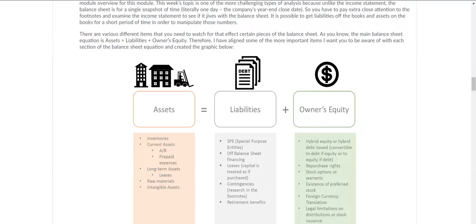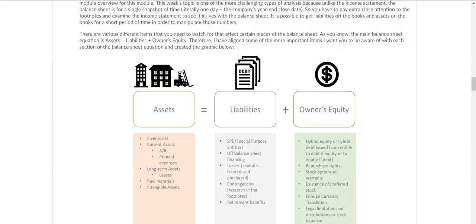Current assets, accounts receivable, prepaid expenses. Accounts receivable, there's the direct write-off method and the allowance method. I don't think you can use the direct write-off method under GAAP anymore, but they have significantly different effects in bad debt recognition. Long-term assets, leases, I'll talk about this in a second.